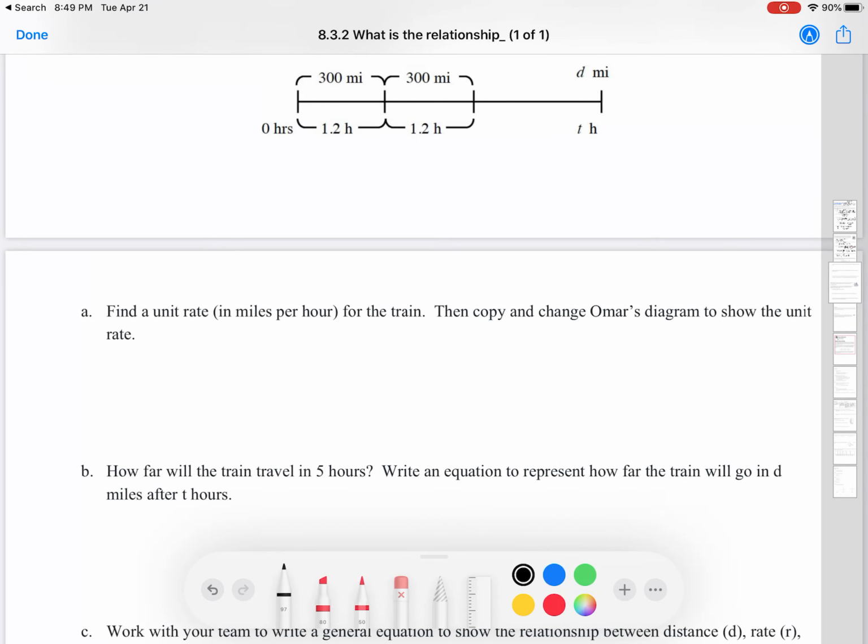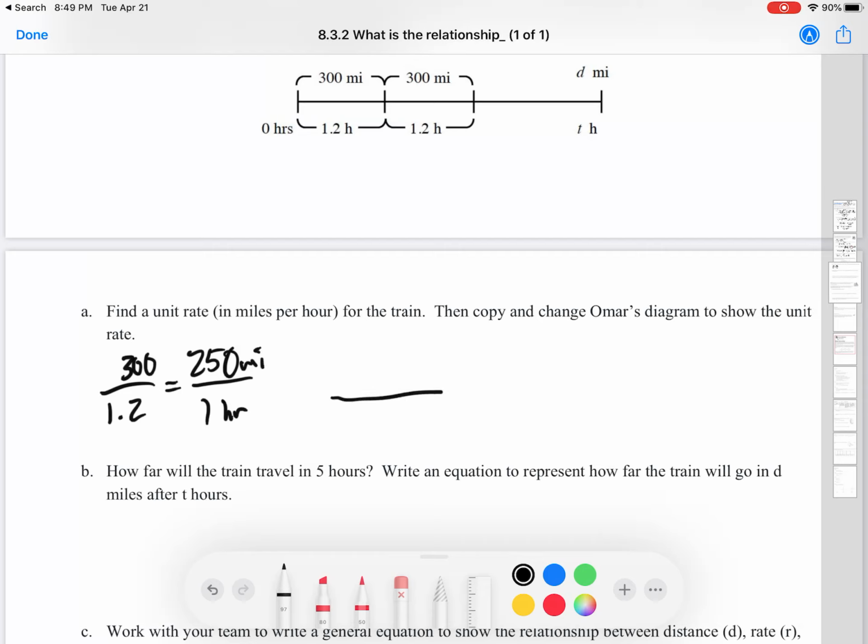Find a unit rate in miles per hour for the train, then copy and change Omar's diagram to show the unit rate. Well, the unit rate was just like we did in the previous problem, right? The original rate was 300 over 1.5, and we need to find that for 1 hour, right? And when you reduce that, you get 250 miles in 1 hour.